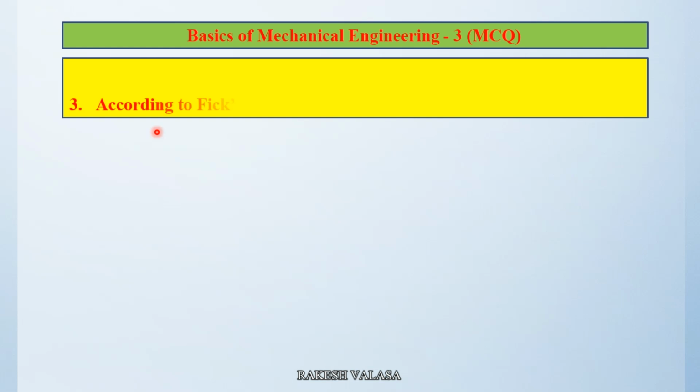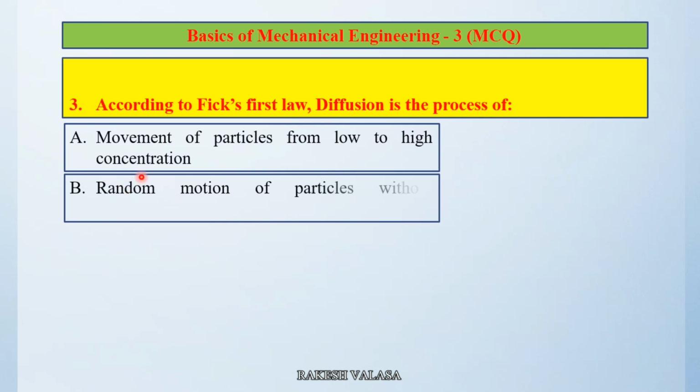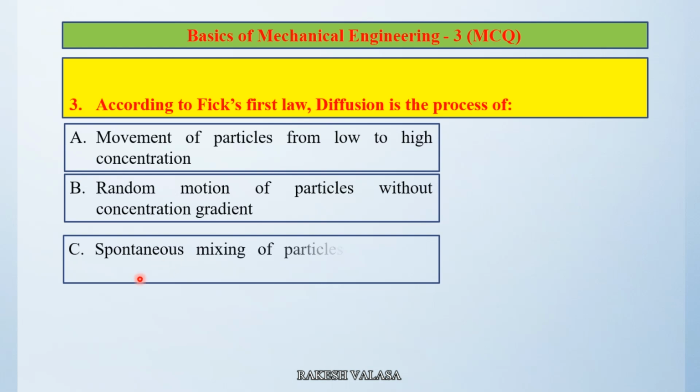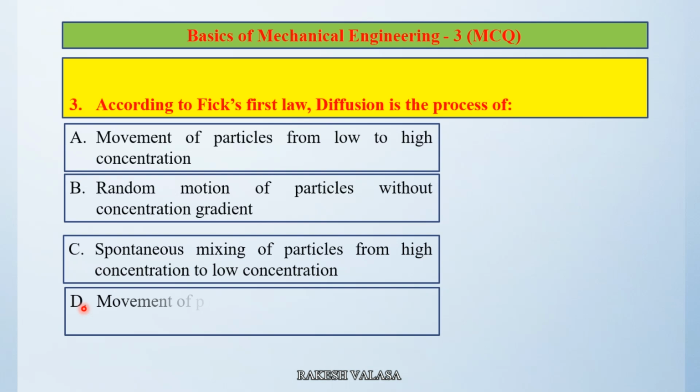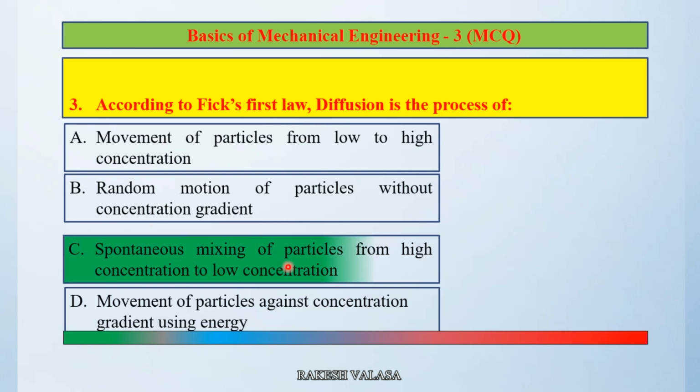Question number 3. According to Fick's first law, diffusion is the process of dash. Option A, movement of particles from low to high concentration. Option B, random motion of particles without concentration gradient. Option C, spontaneous mixing of particles from high concentration to low concentration. Option D, movement of particles against concentration gradient using energy. The correct answer is option C, spontaneous mixing of particles from high concentration to low concentration.